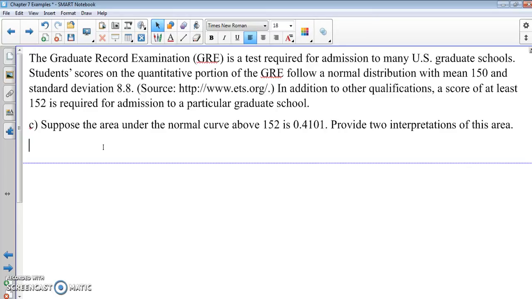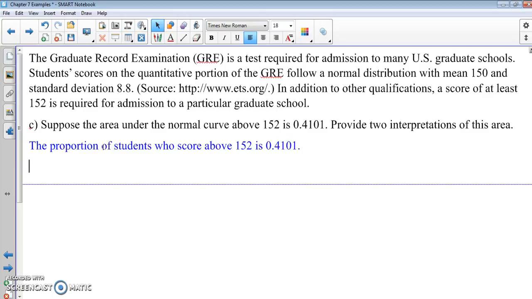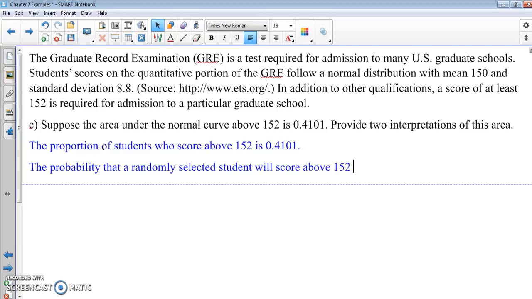So we have that the proportion of students who score above 152 is 0.4101, and we also have that the probability that a randomly selected student will score above 152 is 0.4101.